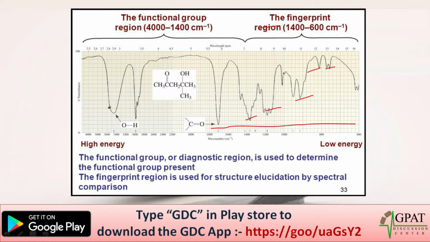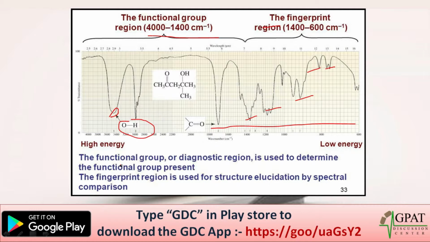In comparison, in the functional group region, that is 4000 to 1400 cm⁻¹, there is a specific peak at 3600 for the OH peak. Hence, the correct answer is that the fingerprint region is about 1400 to 600 cm⁻¹.